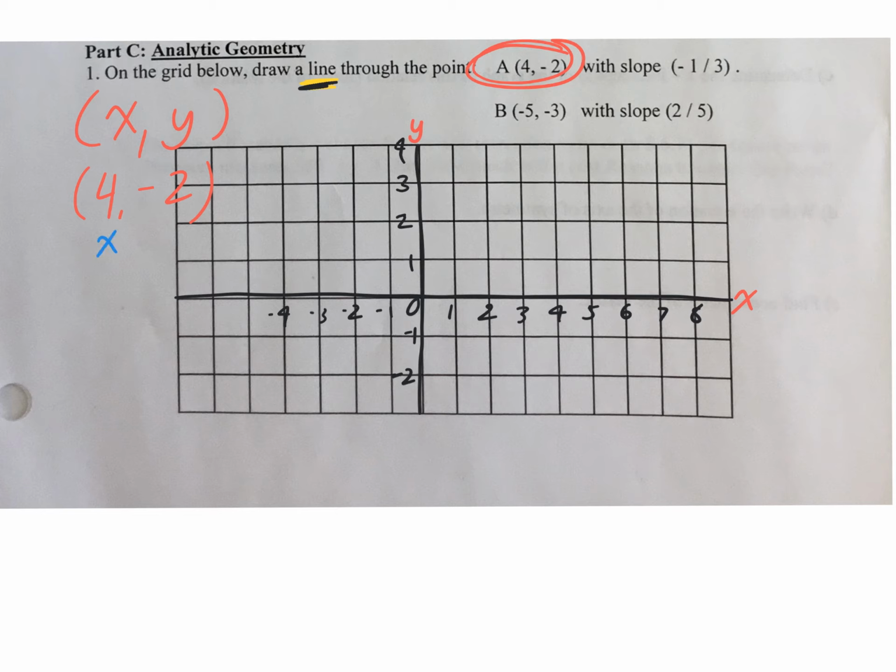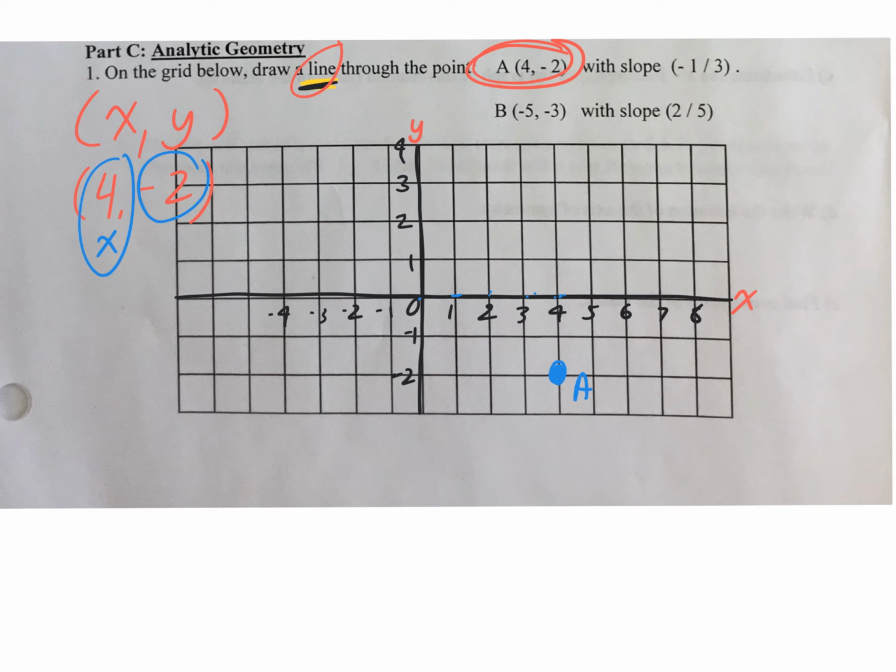So we know that we have to move 4 spaces to the right because x is 4. So 1, 2, 3, 4. Right? We always start at the origin and move 4 spaces to the right. And then y is negative 2. So am I going to go up or down 2? It's negative 2. That's the point. That's 4, negative 2 right there. Do you understand? But we're trying to draw a line.